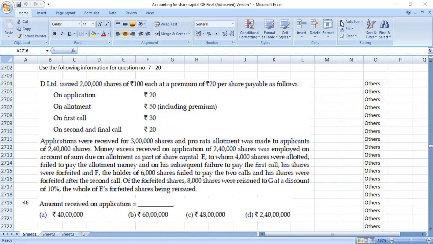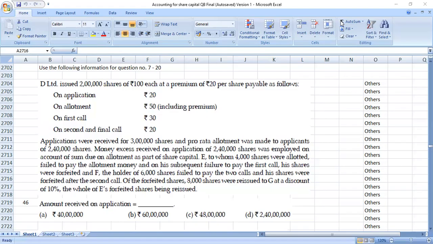E, to whom 4,000 shares were allotted, failed to pay the allotment money, and on a subsequent failure to pay the first call, his shares were forfeited. F, the holder of 6,000 shares, failed to pay the 2 calls and his shares were forfeited. Of the forfeited shares, 8,000 shares were reissued to G at a discount of 10%, the whole of each forfeited share being reissued. So this problem is a culmination of forfeiture, reissue, everything. Okay. The first question is a very, very basic question.